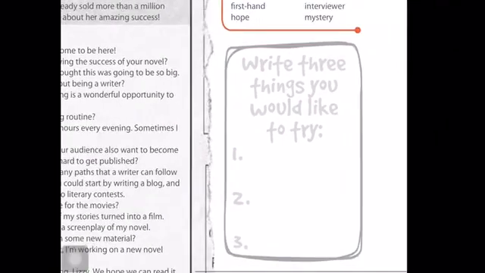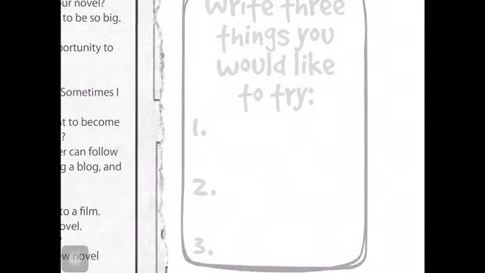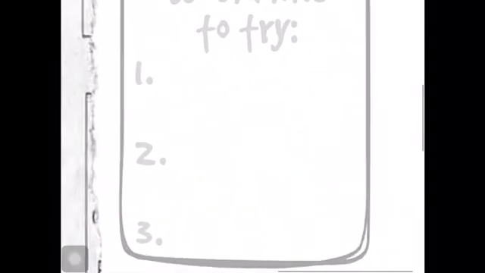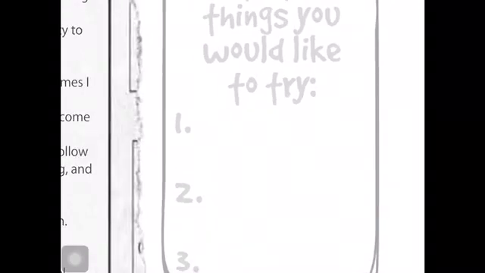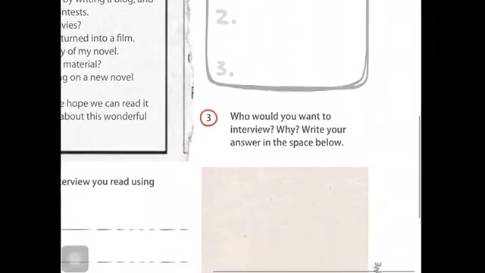In this space, you have to write 3 things you would like to try. For example, learn a new language, learn how to play the guitar, learn a martial art, learn how to paint, something that you would like to try. Okay? Learn a trick with a bicycle, etc. 3 things you would like to try.